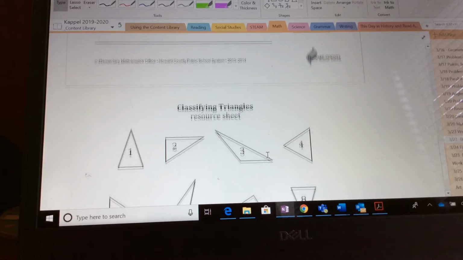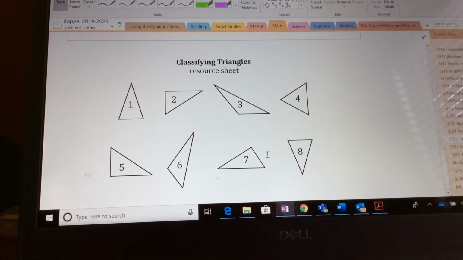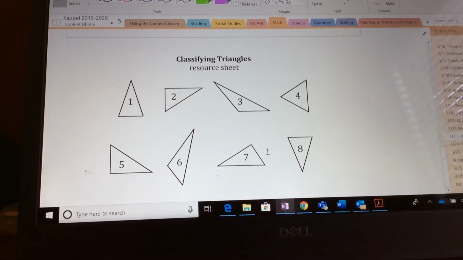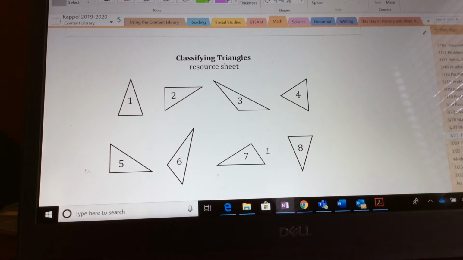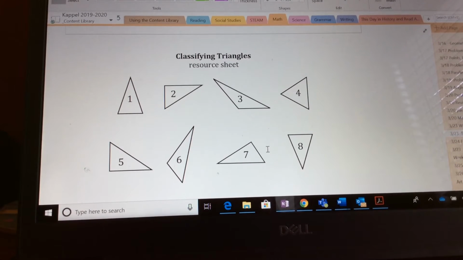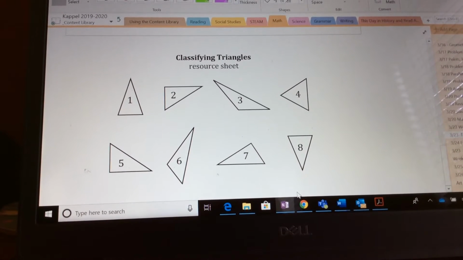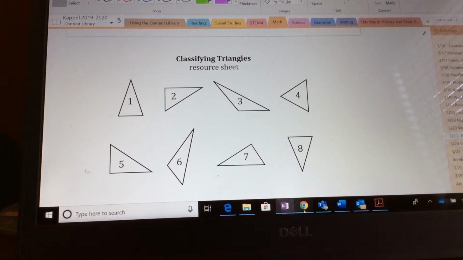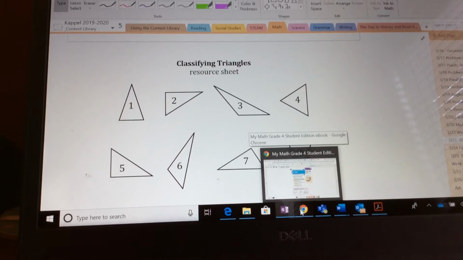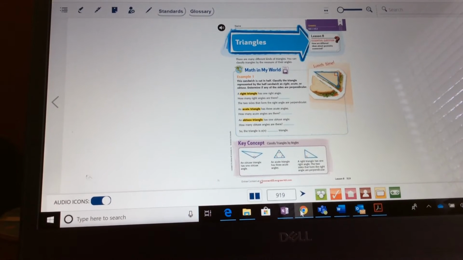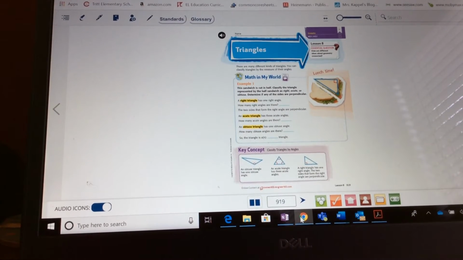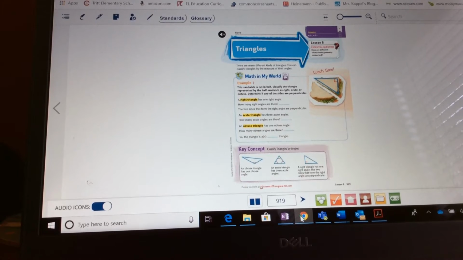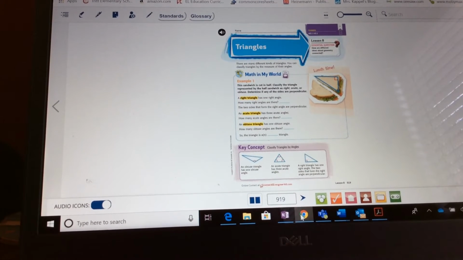And then down below here, this is the resource sheet I was talking about, that if you wanted to print it and cut it out, that's great. If you just want to write the numbers, that's fine too. So let's take a look, okay, at page 919. They're already here. This talks about the 3 kinds of triangles.